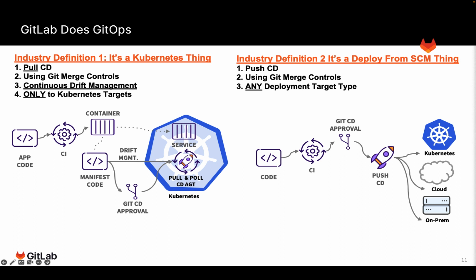So these are the two major definitions that have evolved over time. Now, how does GitLab approach this? What does GitLab do in order to service one or the other of these models? Well, in reality, we service both models. So the concept is just to go ahead and do it all.